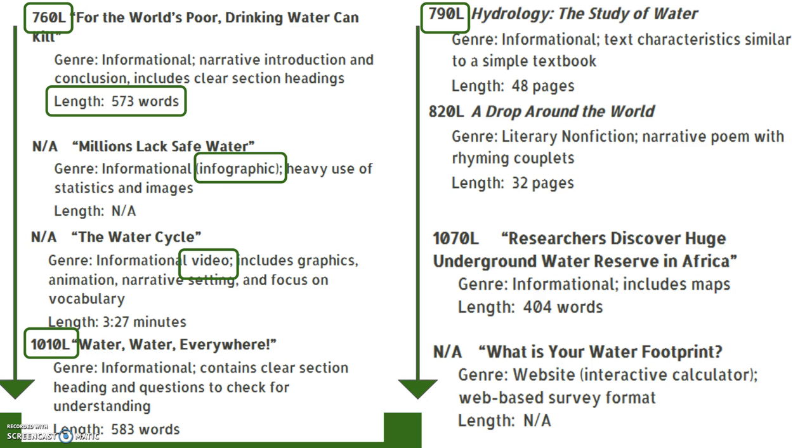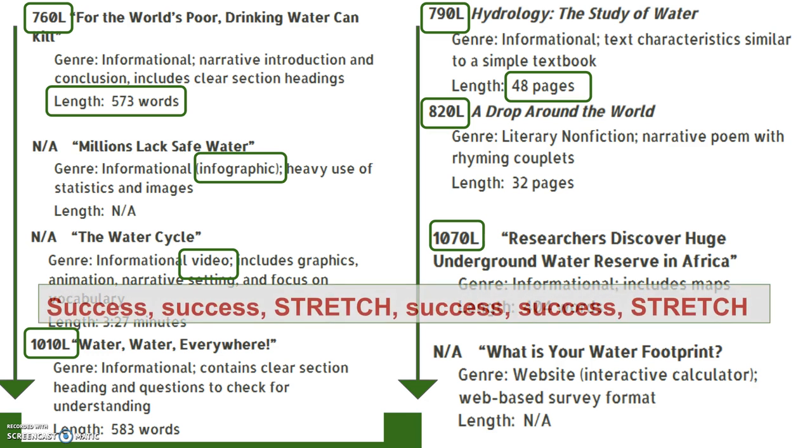Why would we drop that Lexile after we've built it up? Well, as you can see, the text set author is now building some stamina, moving from 583 words to 48 pages. Gradually, the Lexile goes up, and then, oh my, again, here we are at a 1070 Lexile. This set exemplifies a research-based success-success-stretch model that helps students not become frustrated.